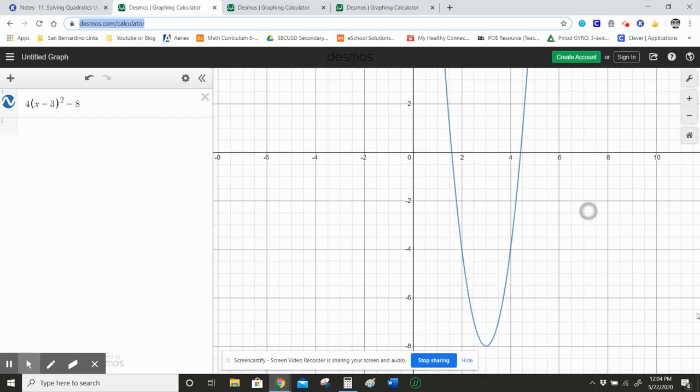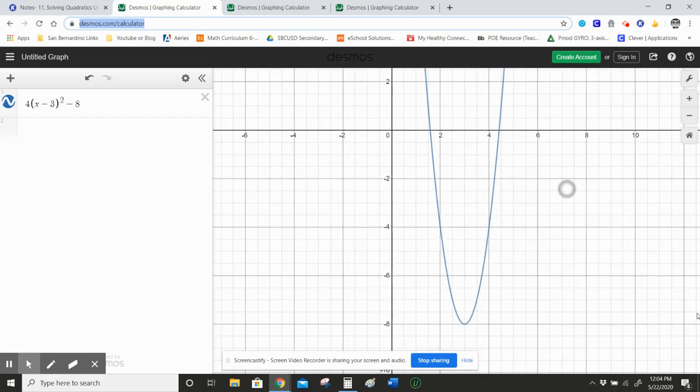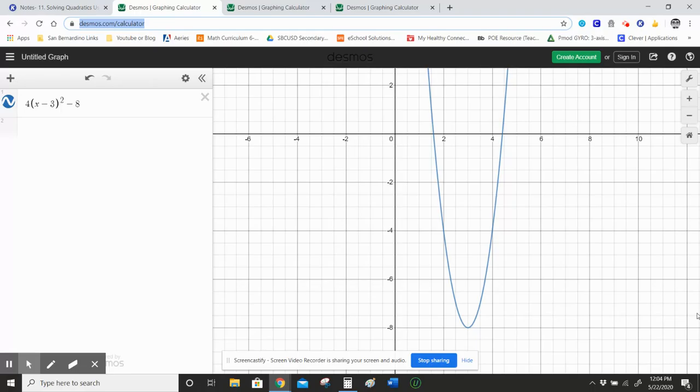So this is my parabolic shape. This is my parabola, right? So it's a U pointing upwards. It happens to cross the roots at these two points. And look, what do you know? One of the roots is 1.586 and the other one is 4.414.